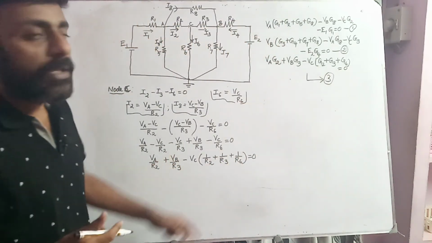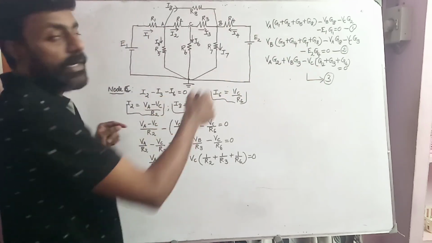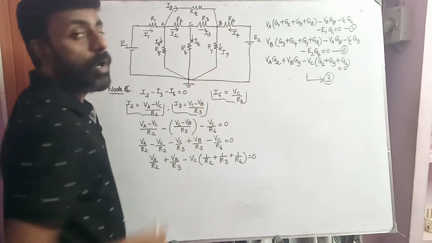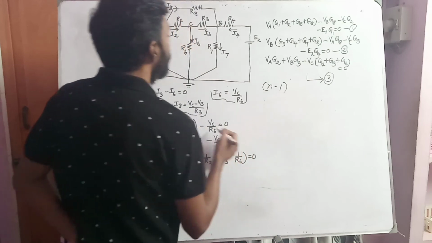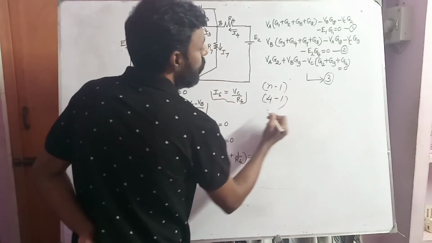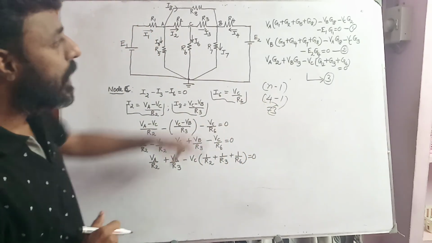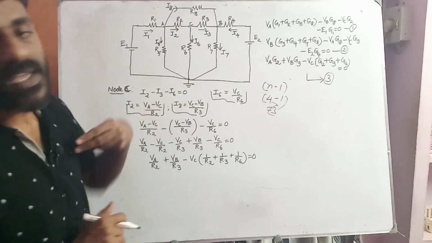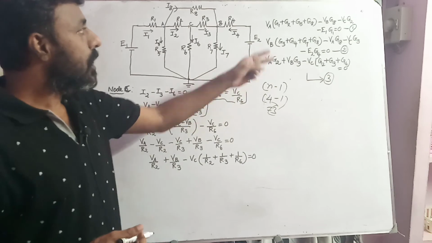So we got three different equations in a resistive network where four different nodes are involved. By this formula, n minus 1, we have four nodes, that is 4 minus 1, which is 3. So totally 3 equations we need to get. So we have found 3 simultaneous equations involved in this resistive network. That is all about this.